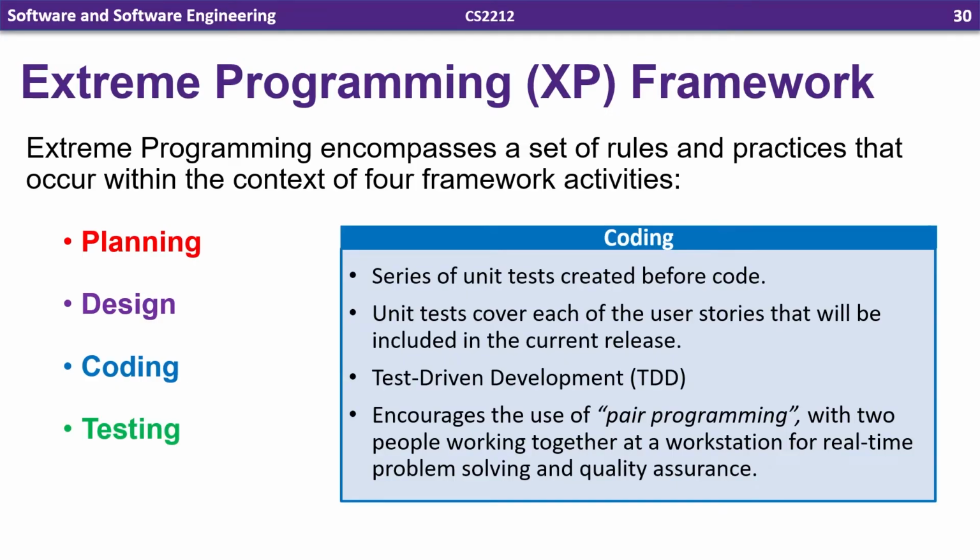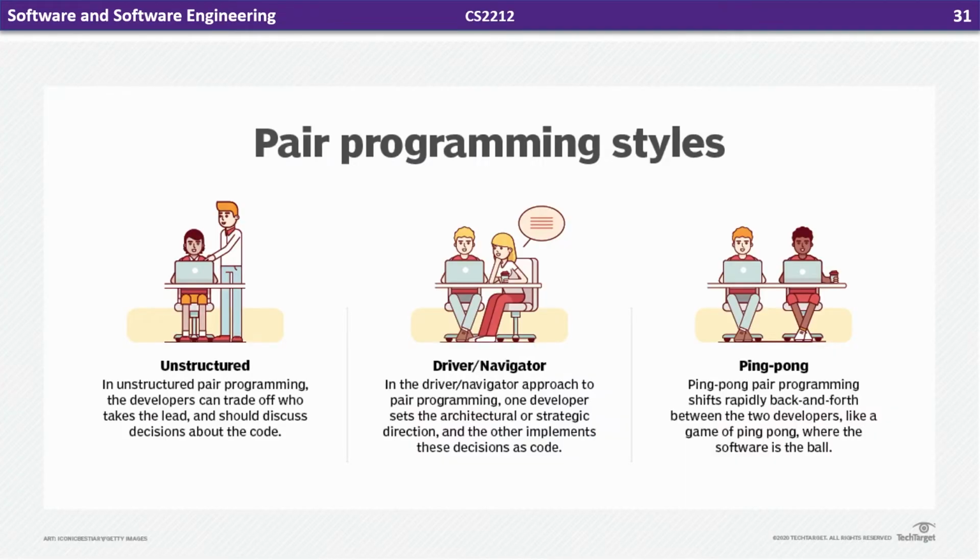And when we develop software in this way, where we're writing the tests first, this is something called test-driven development, or TDD. The other thing it encourages during the coding phase is pair programming. This is when two people are working together at a workstation for real-time problem solving and quality assurance. So there's a number of different ways pair programming can be implemented, different styles different organizations can take, and it usually depends on how the team has adopted it to their own processes.